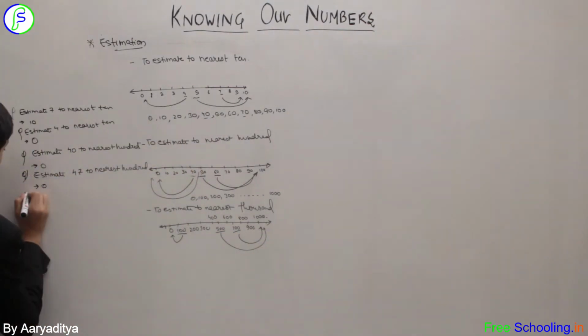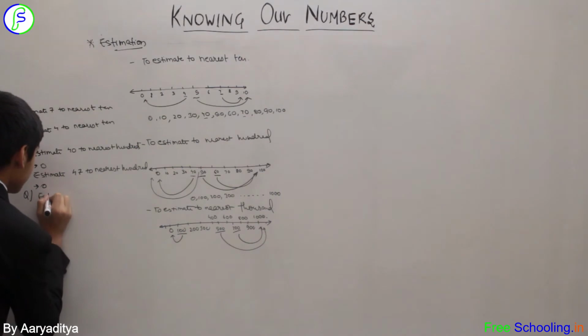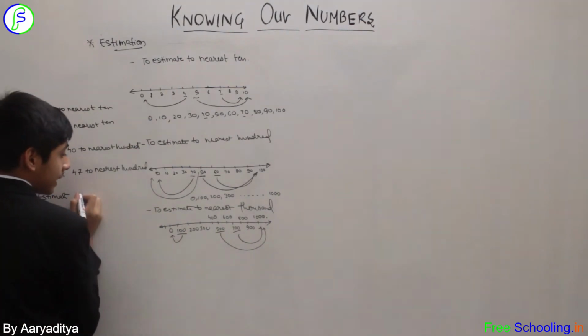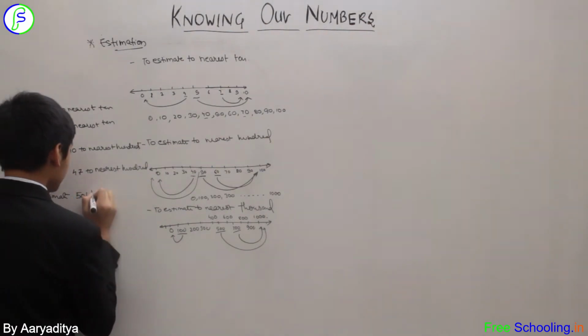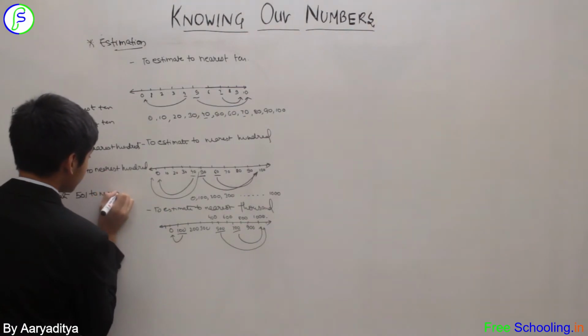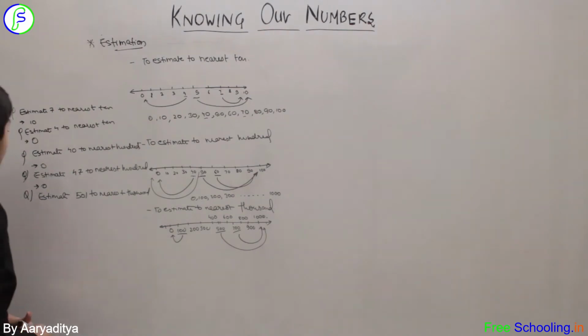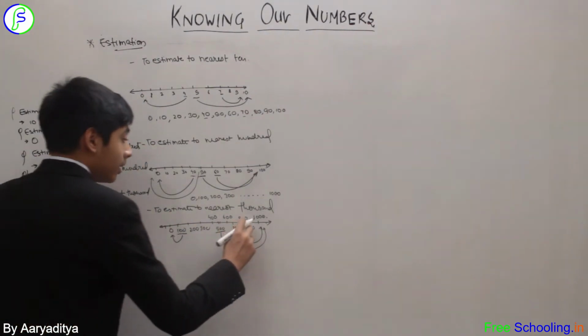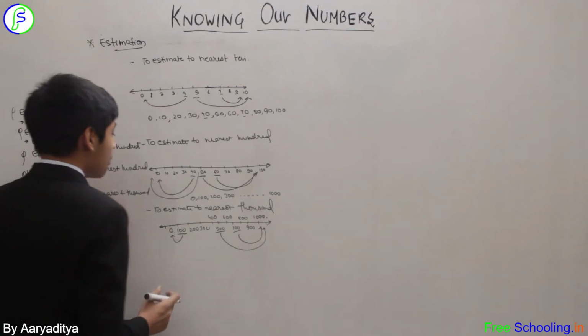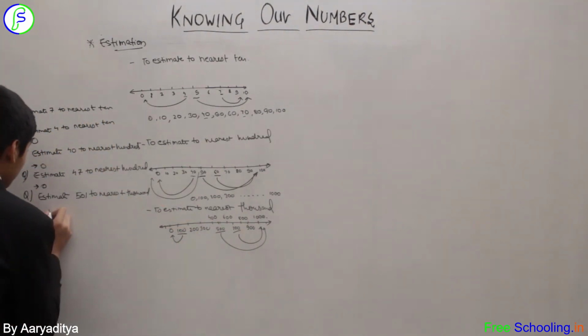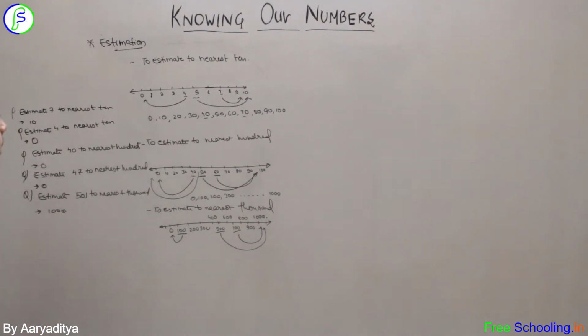So if a question comes like estimate, let me take 501 to the nearest 1000. So how to deal with it? Very easy. As you can see, the difference between 1000 and 501 is less compared to 501 and 0. Therefore, it will be rounded off to 1000. Answer 1000. This is how you deal with all these questions by these methods.